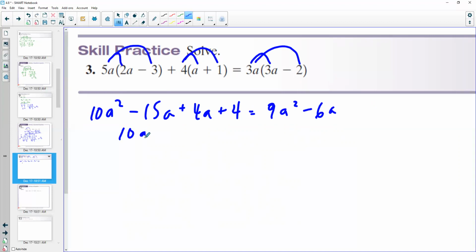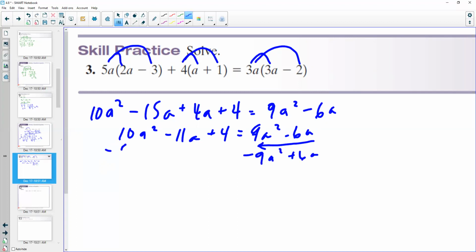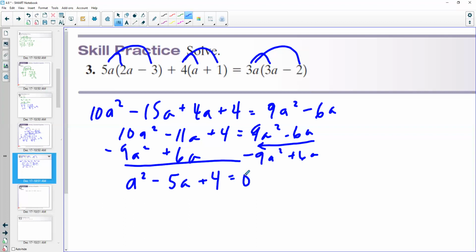So I get 10a squared, negative 15 plus 4 would be minus 11a plus 4, equals 9a squared minus 6a. And then I'm going to move all this stuff to the left: minus 9a squared plus 6a. Over here I got a squared minus 5a plus 4 equals 0. That turned out to be a much kinder and gentler thing than I expected with all that craziness at the top. Okay, so now factor.